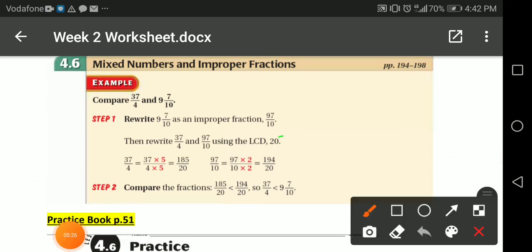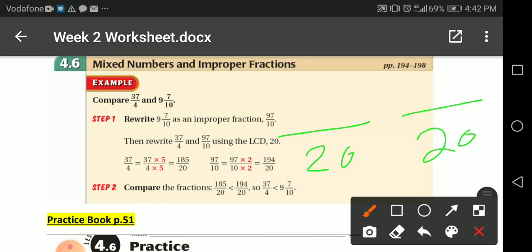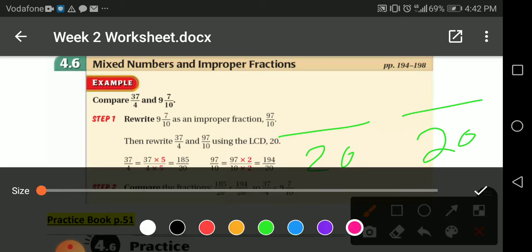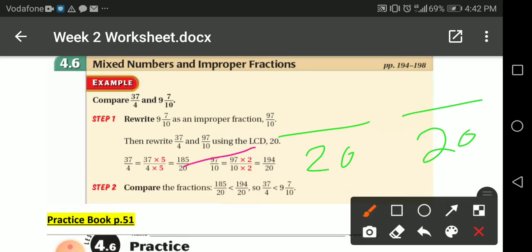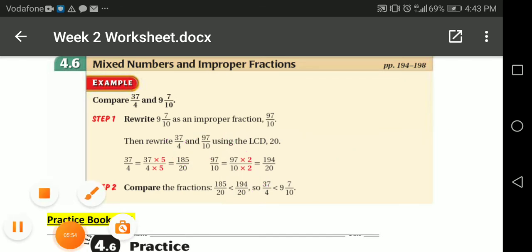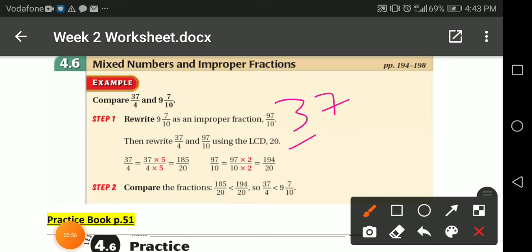After this, it's very easy. I do it here. We have two fractions. I want to make the denominator the same. So you have here 20 down, and for the other one I have here 37 over 4. Let's make this clear for you. So again, 37 over 4, and I want to make the denominator 20.